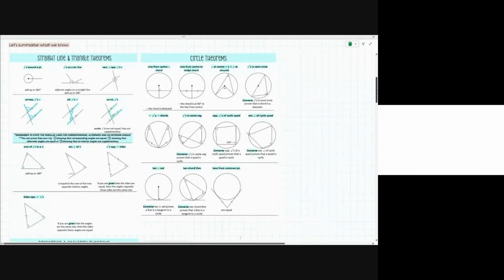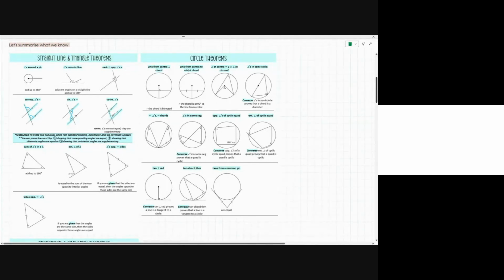So these theorems, the straight line, triangle, and the circle theorems, you have in your arsenal at the end of grade 11. By the end of grade 11, you've finished all of your circle theorems. And obviously, straight lines and triangles you've been doing since grade 8. Just a quick reminder in terms of proving.